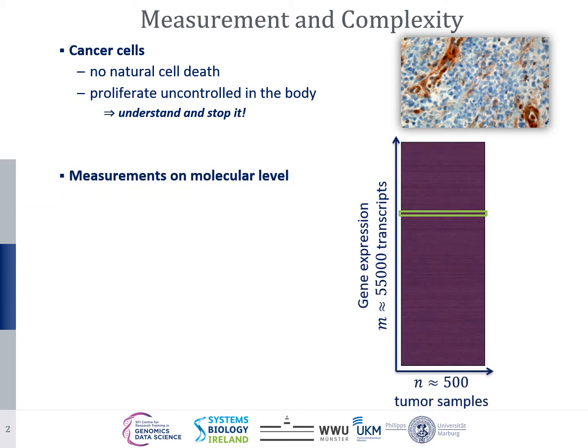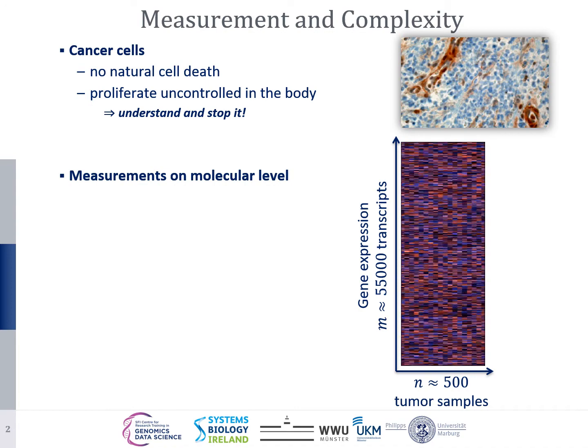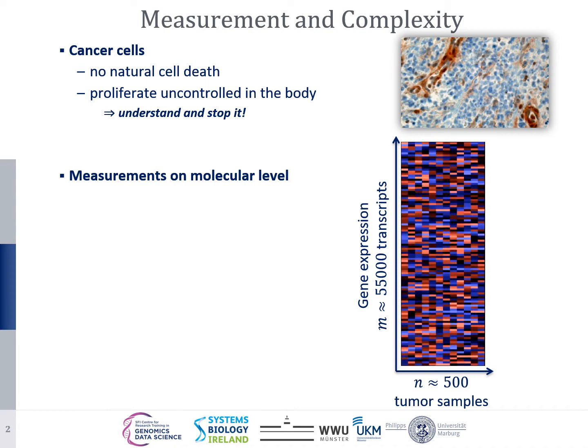For that, we measure them on a molecular level. Here you see a typical transcriptome data set. Every row is one gene or transcript, and every one of the about 500 columns is one sample vector in that 55,000 dimensional transcriptome space. You have to zoom in quite a bit before you can see individual measurement values. Black means median gene expression, red above and blue below median gene expression intensity.